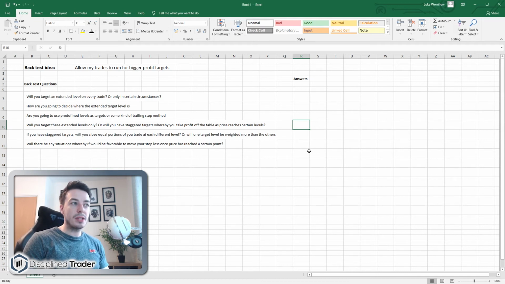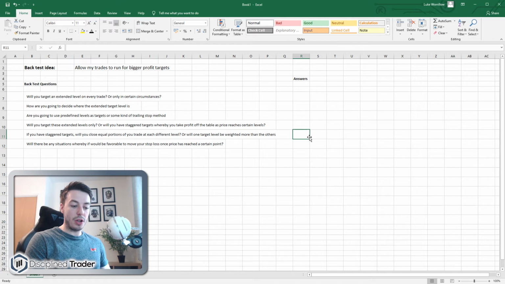Again, that's just going to be testing these staggered targets. And at the end, I will see if just targeting the extended levels or actually taking profit off at these staggered levels works out better. If I have staggered targets, will the proportions be this equal across them? Again, that ties in with the previous question.